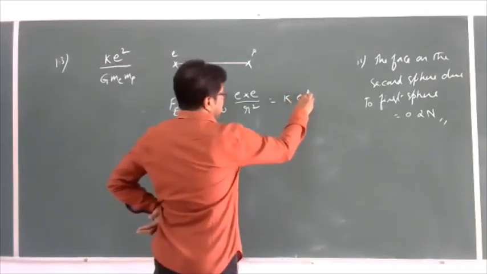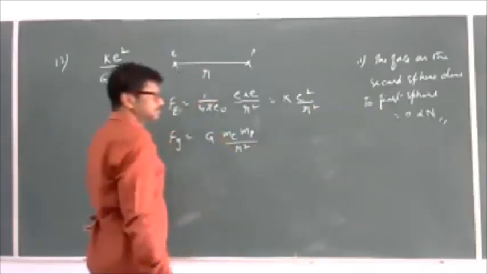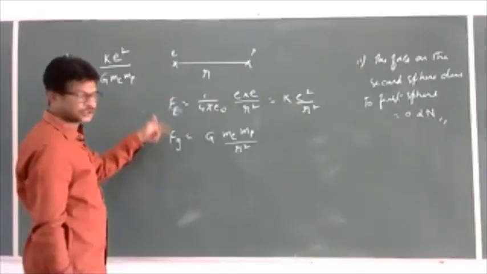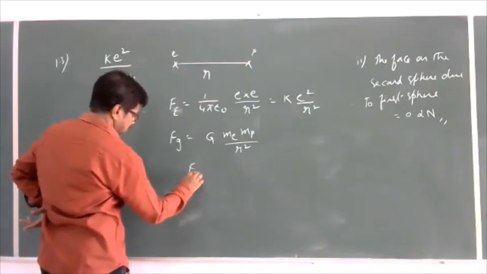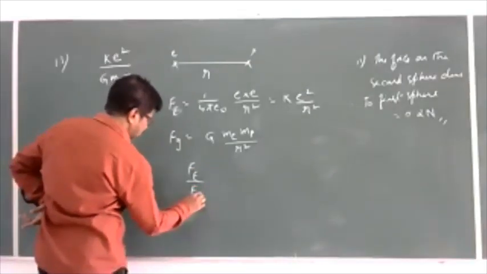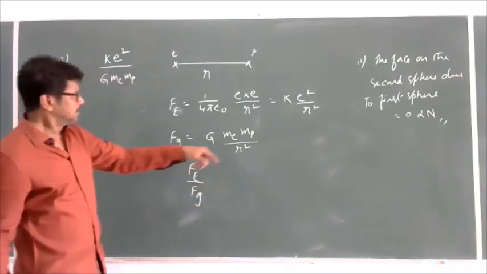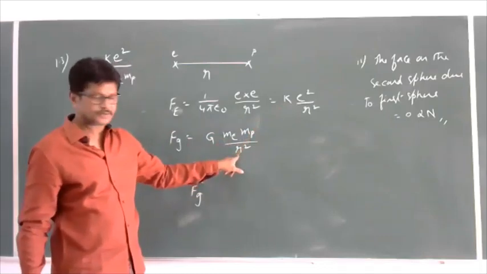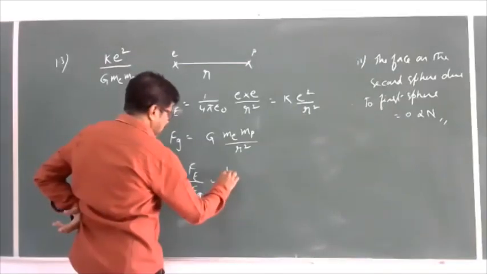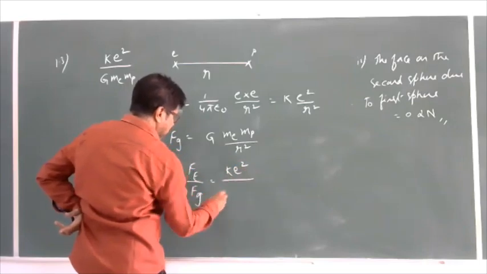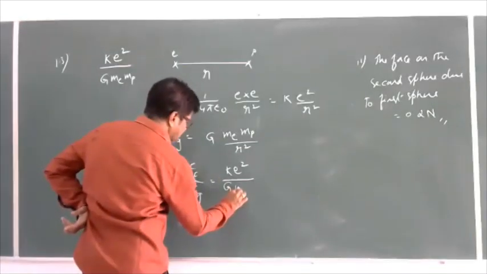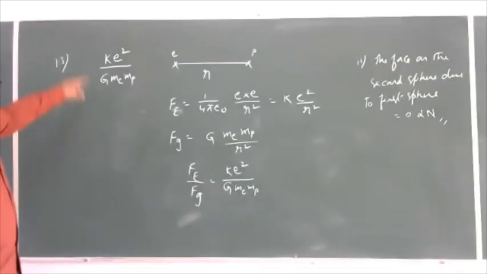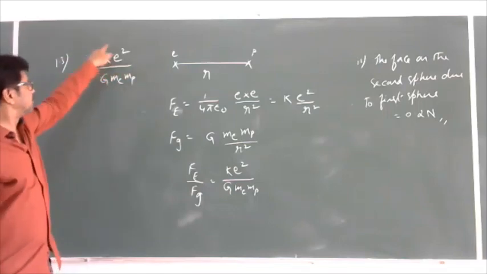So K e square by r square. If I divide these two expressions, that is Fe by Fg, then r square and r square get cancelled. Now what are we going to have? K e square divided by G me mp. That is the equation that was given.